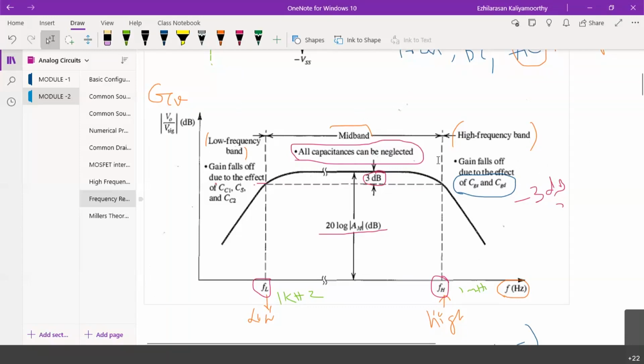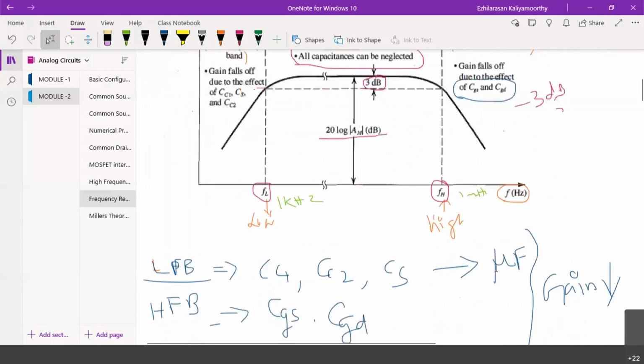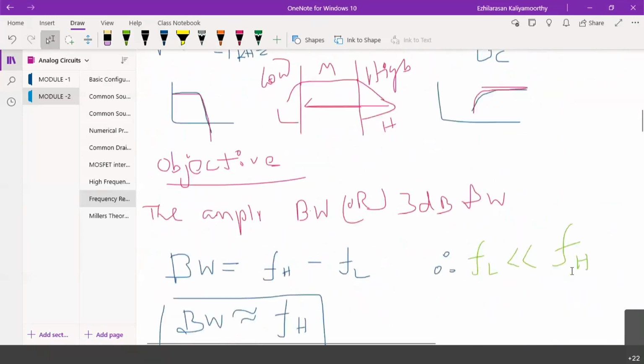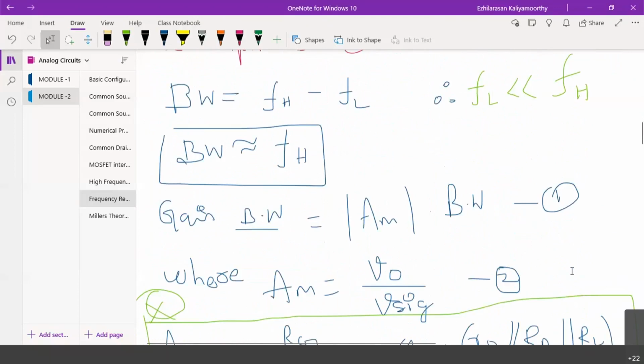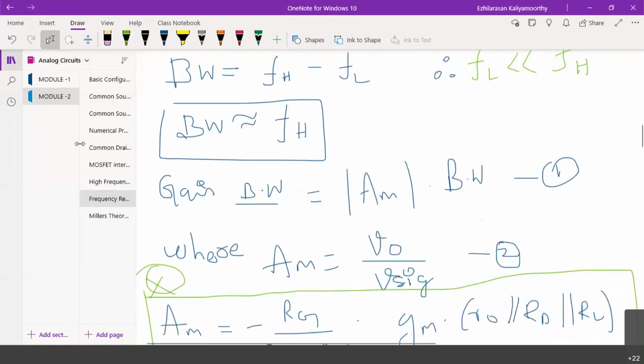So here we started with the high frequency. Normally in the frequency response, we have two cutoff frequencies, that is the low cutoff frequency and the high cutoff frequency. Bandwidth is the difference of the high cutoff frequency and the low cutoff frequency. Because the lower cutoff frequency is very much less than the higher cutoff frequency, the bandwidth is approximately equal to the higher cutoff frequency.